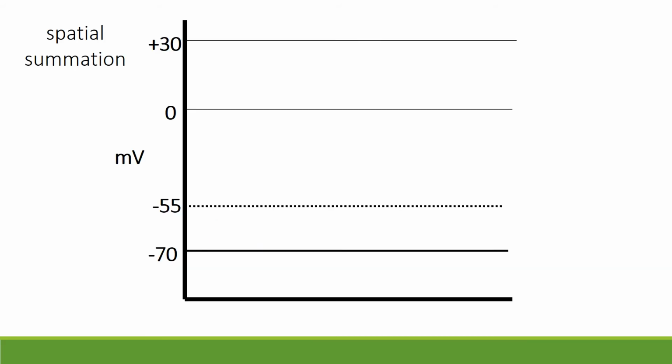Here's how spatial summation would appear on a graph. You can see that all three excitatory EPSPs are firing at the same time and not over time, but at the same time in the same place on the same postsynaptic neuron.